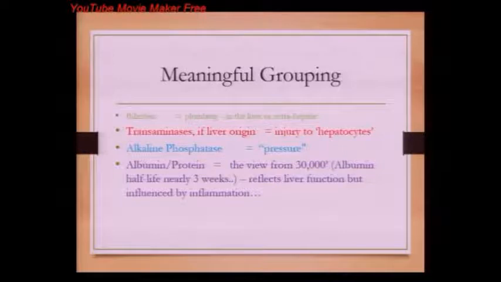But if the transaminases are elevated, then you have injured hepatocytes, right? They're hepatocyte specific. It doesn't mean the bile duct's injured. It doesn't mean the endothelial cell's injured. It means hepatocytes are injured, and they're leaking these compounds.